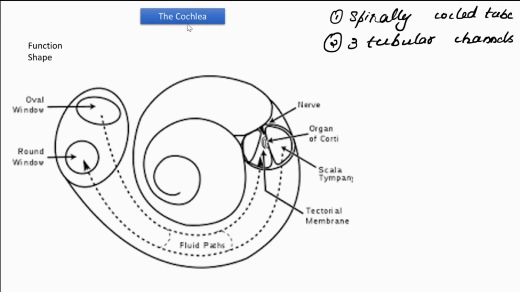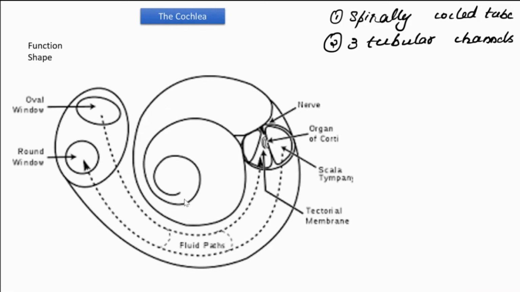Cochlea, what is the function? It is the region responsible for the sense of hearing. With the help of that part, we hear the sound. What is its shape? It is a spirally coiled tube with 2.5 turns.